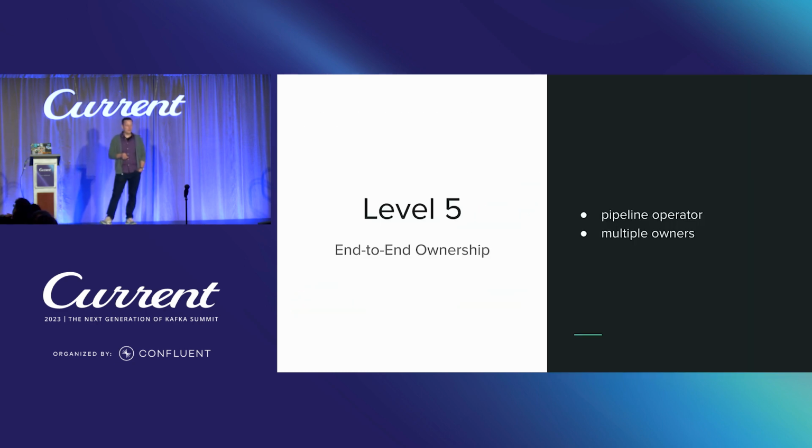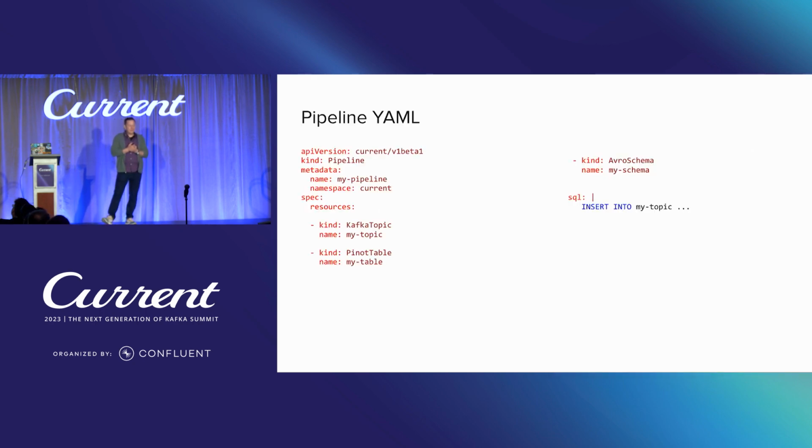Actually, the next slide. All right, so level 5 is end-to-end ownership. So let's introduce, finally, a pipeline operator, right? And we'll see how having multiple owners is beneficial. Okay, so the concept of a pipeline, in my view, is basically a bunch of resources that work together to move data from something to something else. So pipeline YAML could just be a set of resources, and those resources could be things like Kafka topics, Pinot tables, Avro schemas, whatever, right? And then ultimately we have our SQL, which is telling us what the pipeline should do.